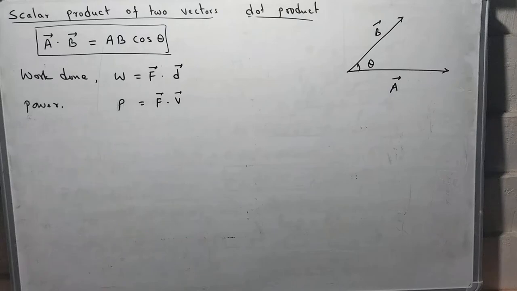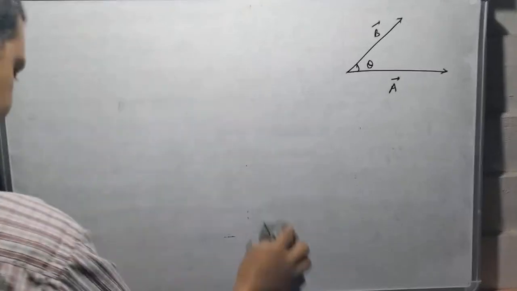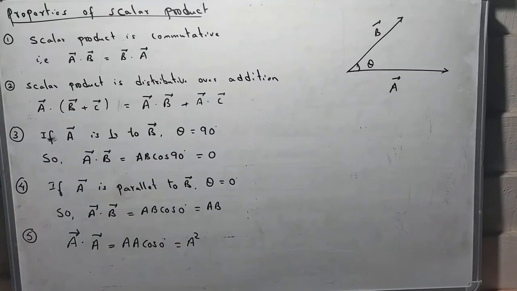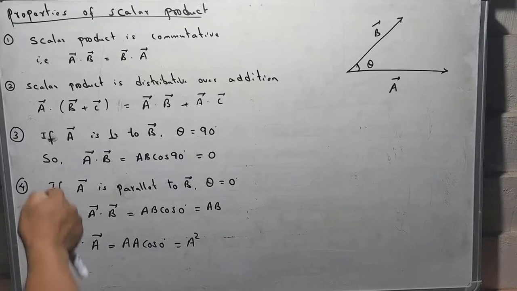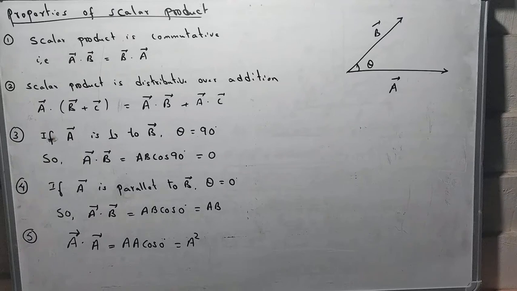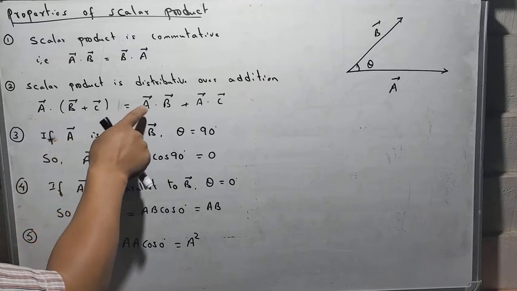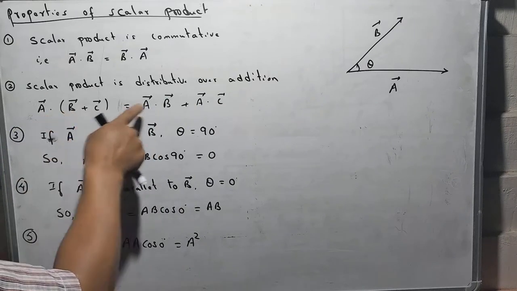Alright. Next is properties of scalar product. The first property of a scalar product is commutative. That is A dot B equal B dot A. Okay. Second property, scalar product is distributive over addition. That is A dot (B plus C) is equal to A dot B plus A dot C.